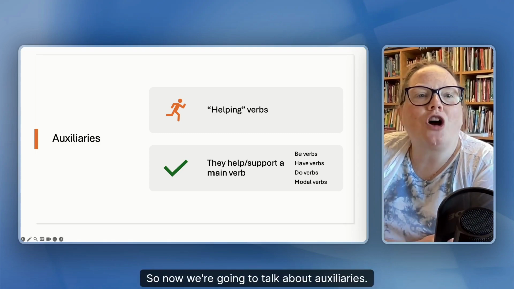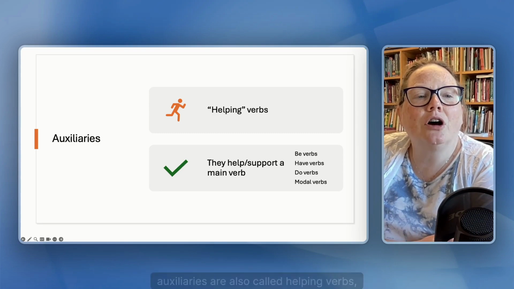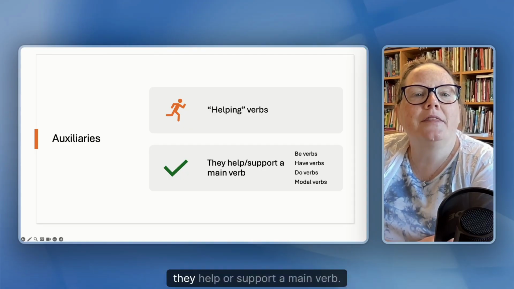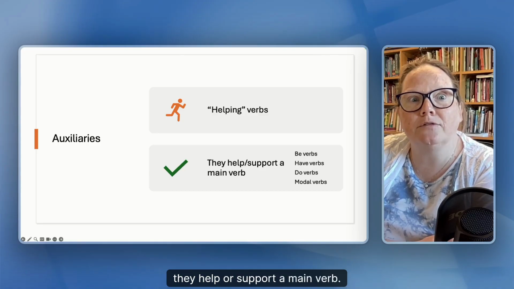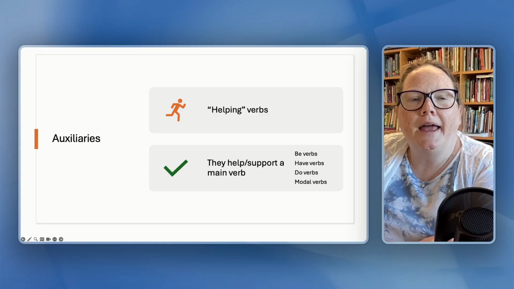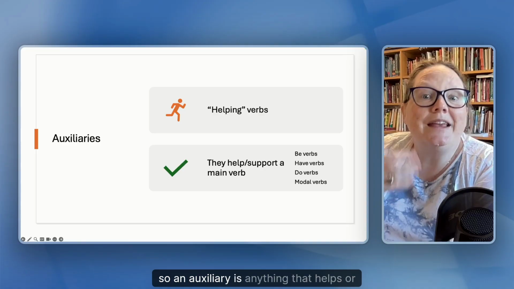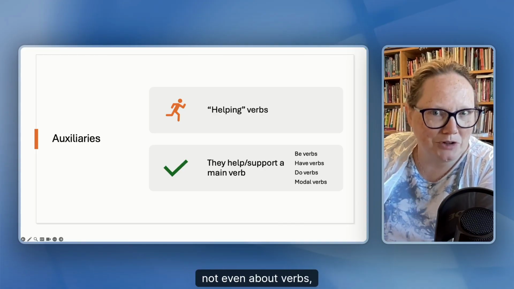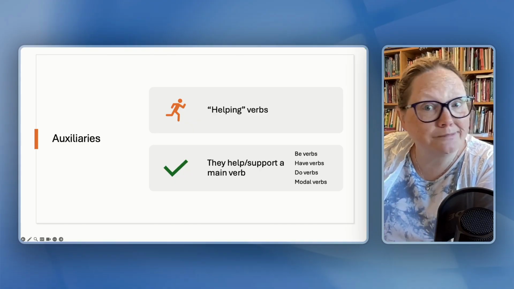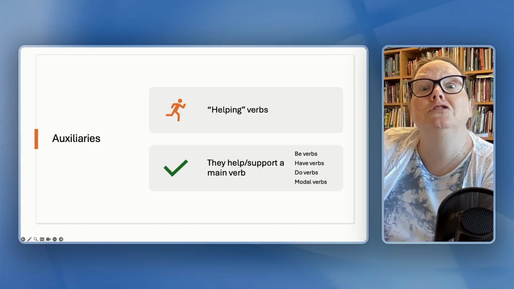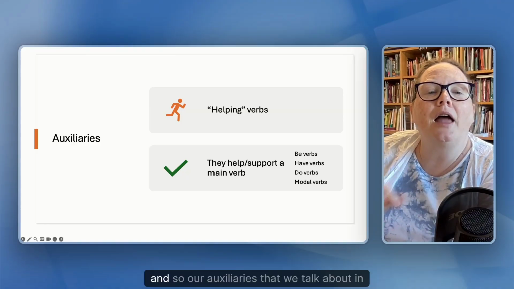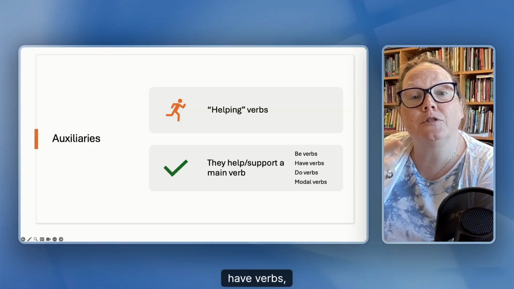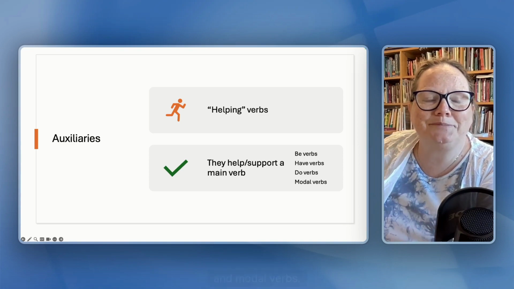Now we're going to talk about auxiliaries. Auxiliaries are also called helping verbs, because they help or support a main verb. An auxiliary is anything that helps or supports. So we can use auxiliary not even about verbs, but about auxiliary groups in support of another group. The auxiliaries that we talk about in English are the be verbs, have verbs, do verbs, and modal verbs.